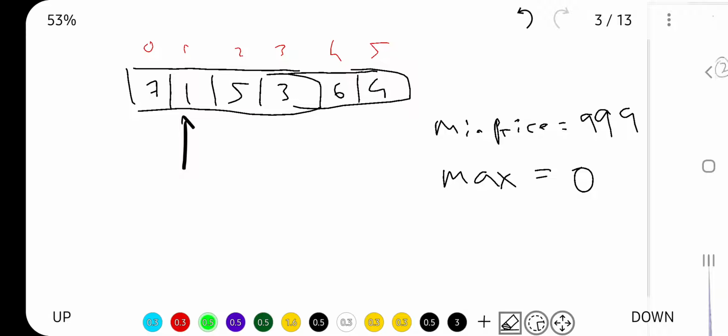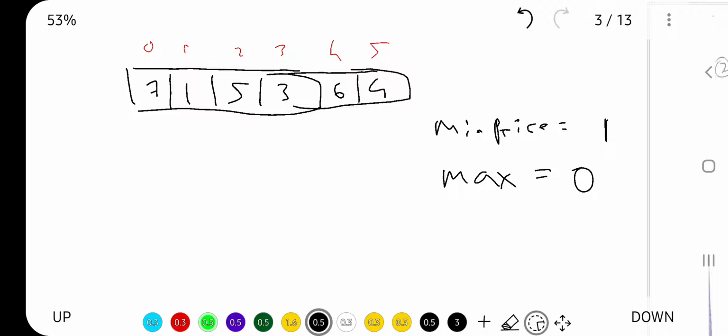Okay, in the next iteration when I move to this one, I'll check if this is less than this or not. This is initialized as 7, right? So let me make the changes here. So this is 7 now. Okay, the minimum price which I have encountered till now is 7. Now I'm encountering the next element 1. I'll be checking if 1 is less than 7 or not. So if 1 is less than 7, the minimum price which I have encountered till now is 1. So I'll update it as 1.